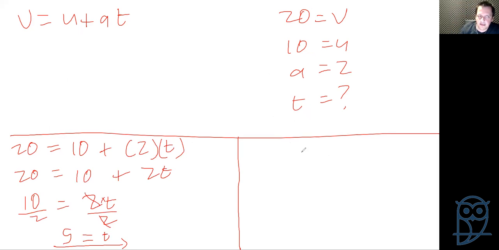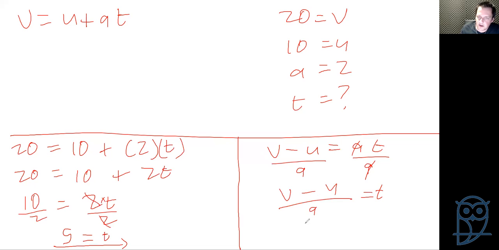What about on this side? Well, on this side, we could manipulate first. So v minus u equals at. We divide by a on both sides. They cancel. So t is v minus u over a. Sub in my values: 20 minus 10, all over 2. So 20 minus 10 is 10, over 2 is 5. So t is 5. And that is exactly what we expected, that it would get you the exact same answer.